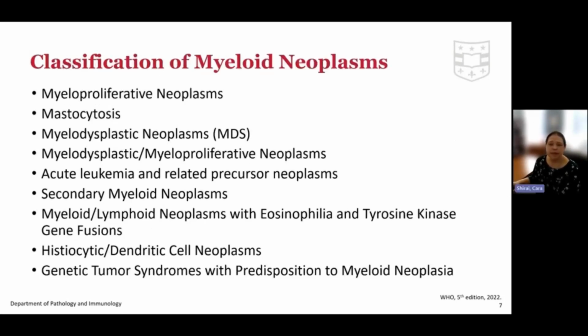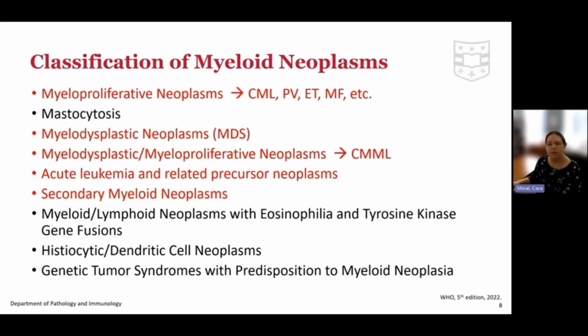Myeloid neoplasms can be classified into basic categories as listed here. The disease categories highlighted in red are more common, so you're more likely to run across these in clinical flow cytometry work. Myeloproliferative neoplasms encompasses diseases like chronic myeloid leukemia, polycythemia vera, essential thrombocythemia, and primary myelofibrosis.